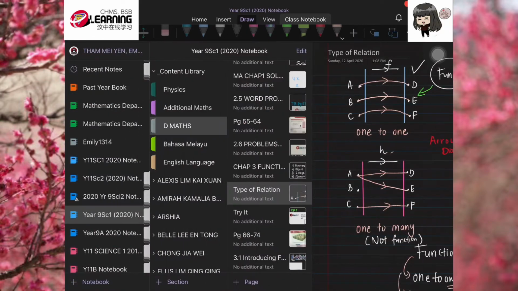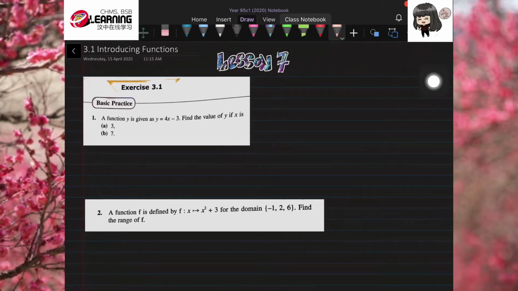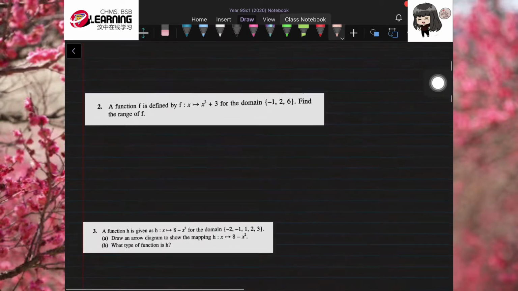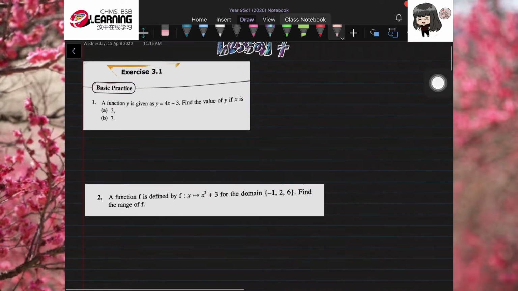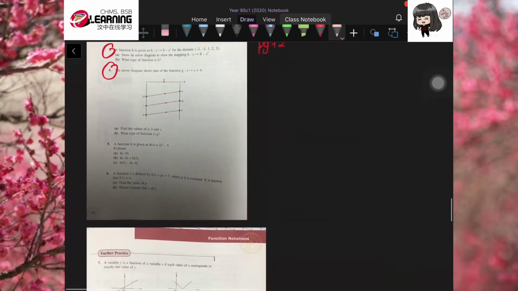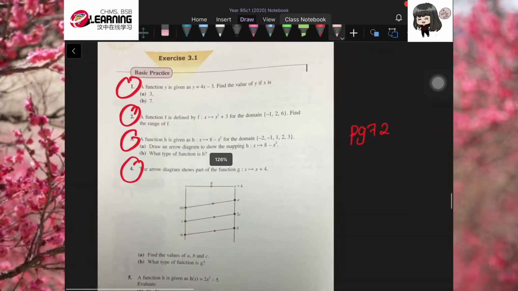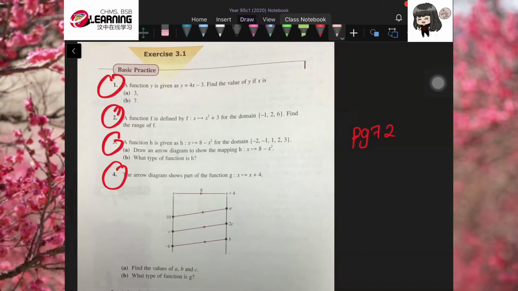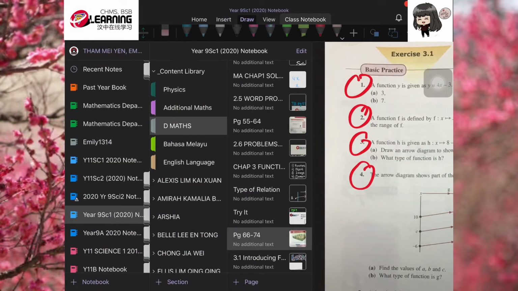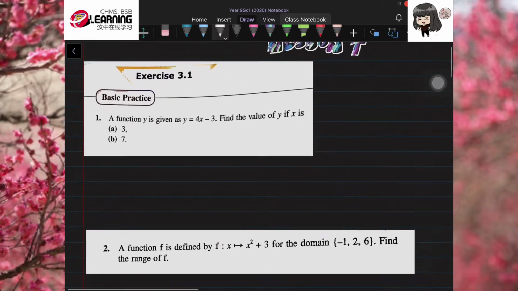To understand more about functions, today I will cover the questions that I asked you to try out: question number 1 until question 4 in exercise 3.1, on page 72. In my previous lesson I asked you to try them out, and I will discuss them with you one by one.